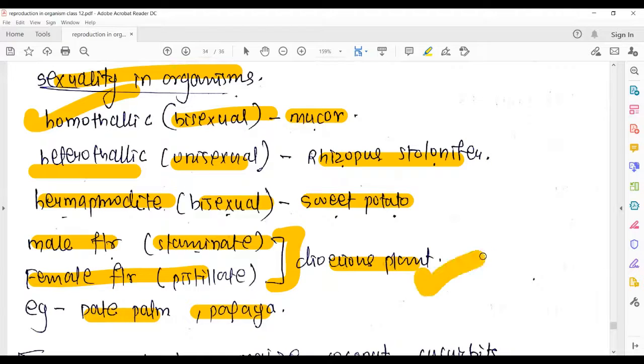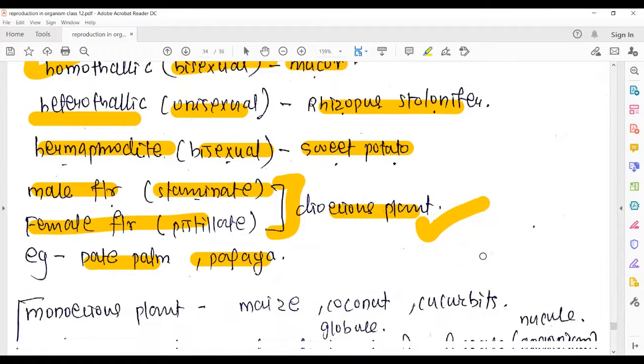So, dioecious plant example: dioecious means two separate plants, one male and one female. The male flower will be on a separate plant, and the female flower will be on a separate plant itself. Therefore, dioecious. If both the male and female flowers, that is, a bisexual flower, are present on one particular plant, then we call it a monoecious plant. Okay, so let's move ahead.